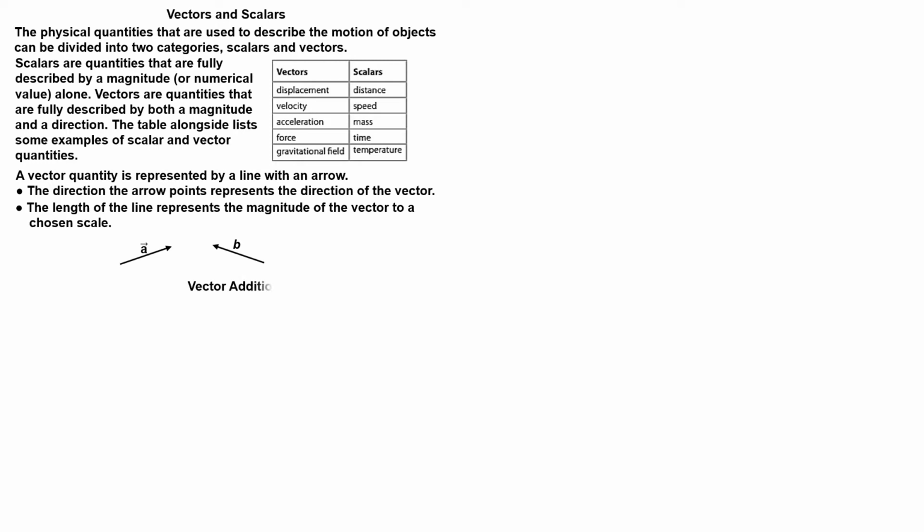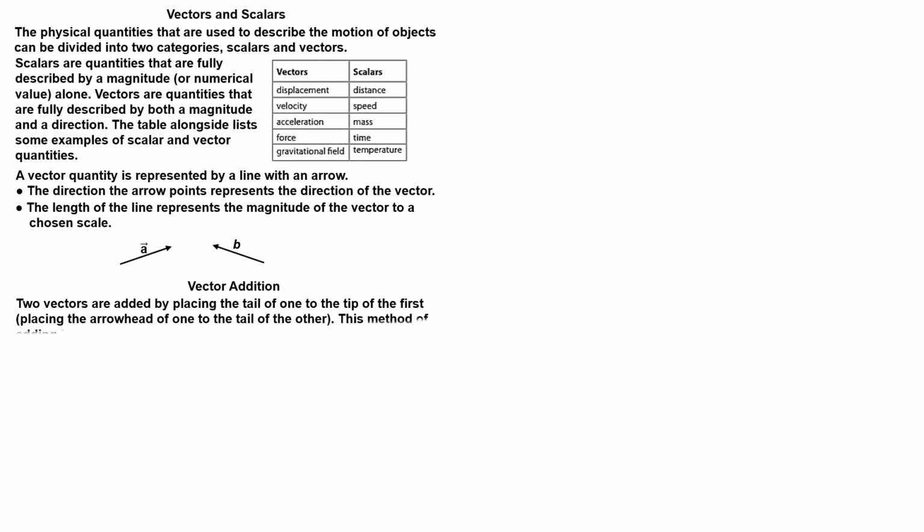Vector addition. When two or more vectors are added together, their combined effect is known as the resultant of the vectors. When adding vectors, we take into account their direction. Two vectors are added by placing the tail of one to the tip of the first, placing the arrowhead of one to the tail of the other. This method of adding is called the tail-to-head method. It's very useful to represent vectors on a Cartesian plane because in this way the direction and the scale chosen are clearer.